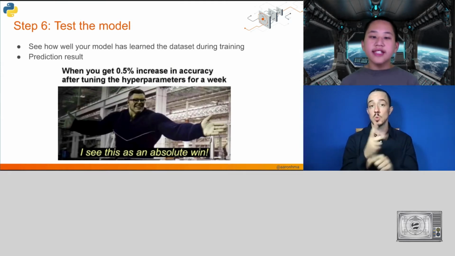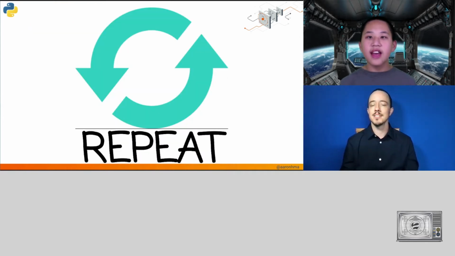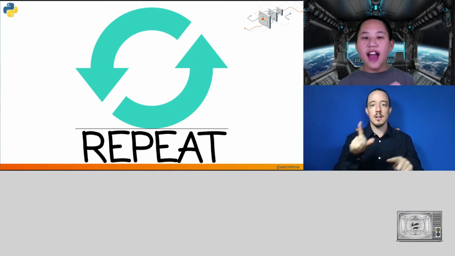During testing, we use our testing data to see how well our model has learned the dataset during training. We just keep repeating this process until we have a model with the best accuracy.